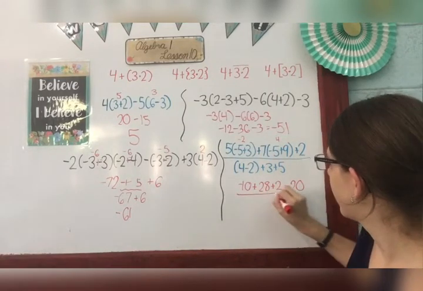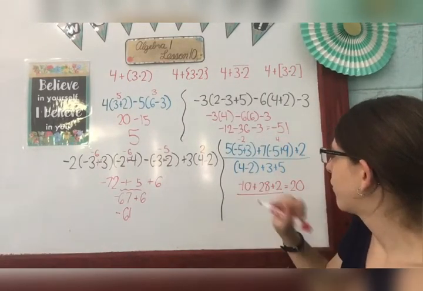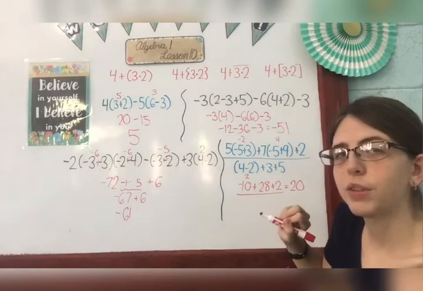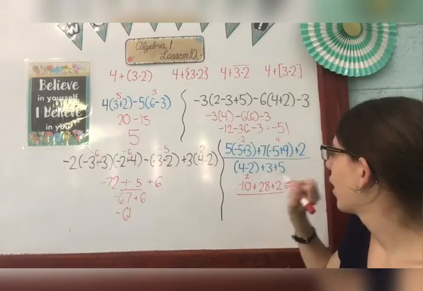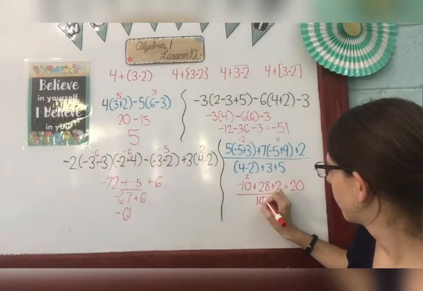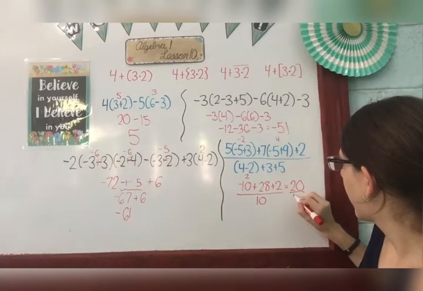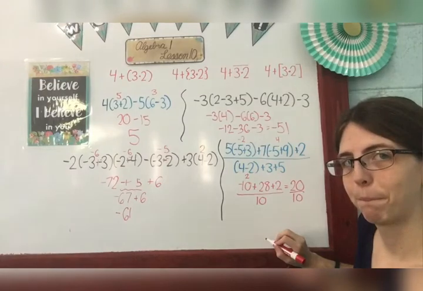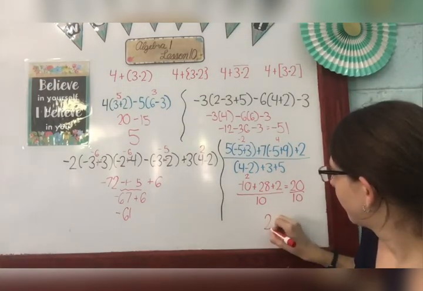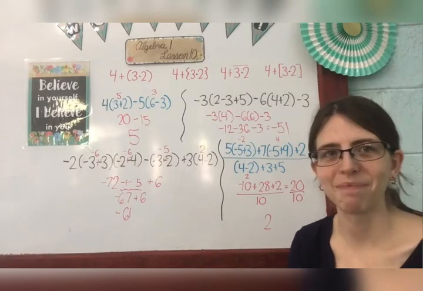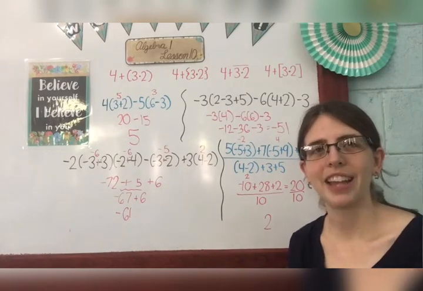Okay, now I'm going to do my denominator. First my parentheses, 4 minus 2, it's 2. 2 plus 3 is 5, plus 5 is 10. So I have 20 over 10, which reduces to what? 2. So 2 is your final answer. Okay, how'd you do on that one? Did you get that? All right, pause now and do your practice.